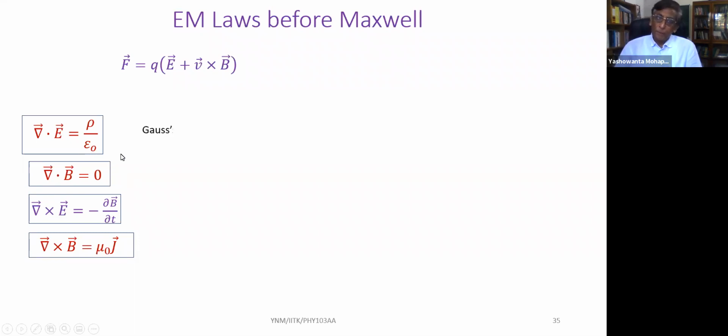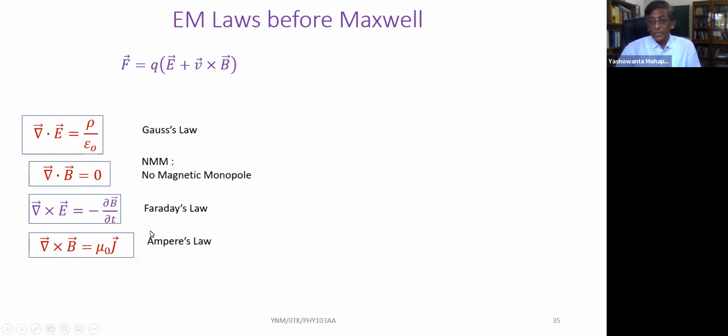So this is, of course, Gauss's law. Some people call this law the no magnetic monopole law, or sometimes Gauss's law for magnetism. Okay, we just say it is no magnetic monopole. And then this is Faraday's law. We have discussed it now for quite some time. And then this is, of course, Ampere's law.